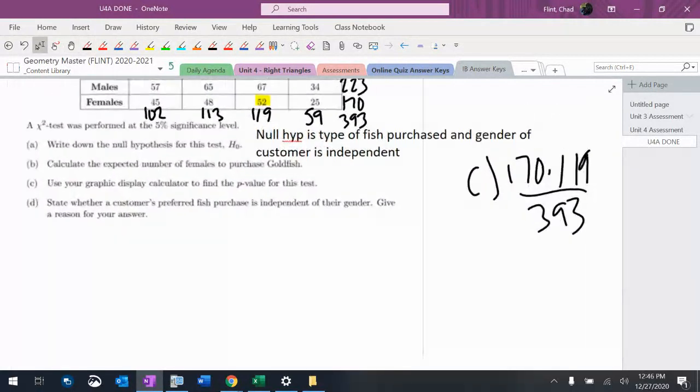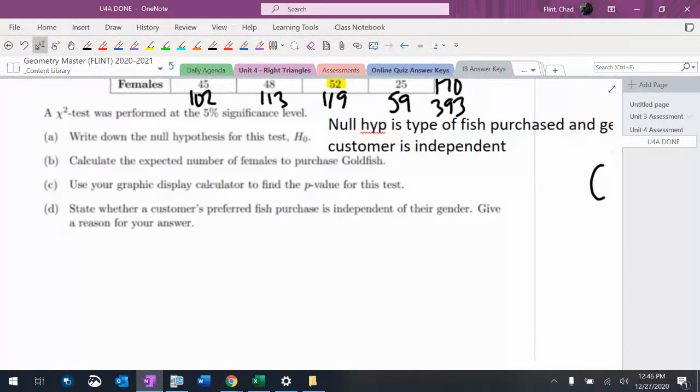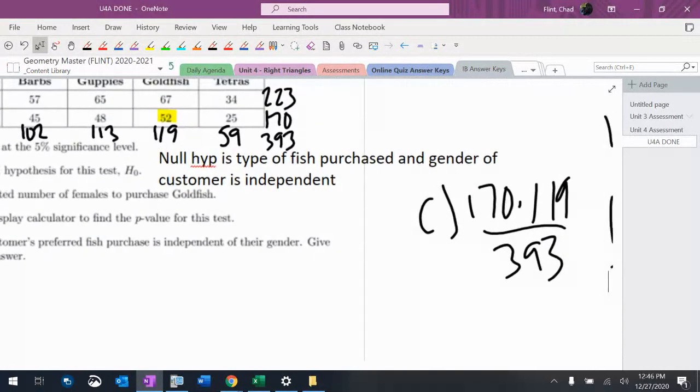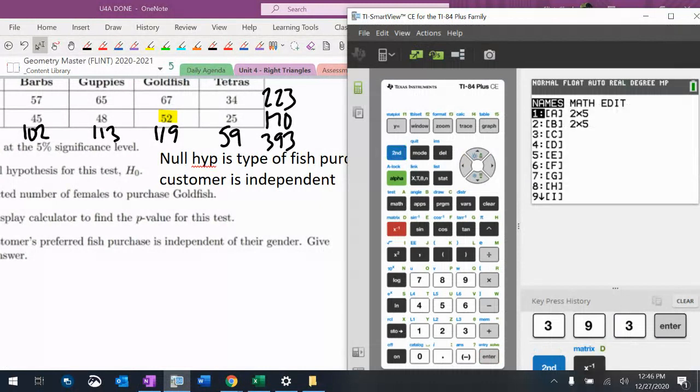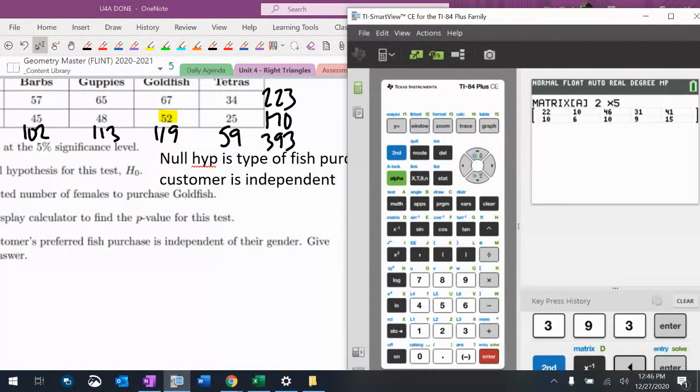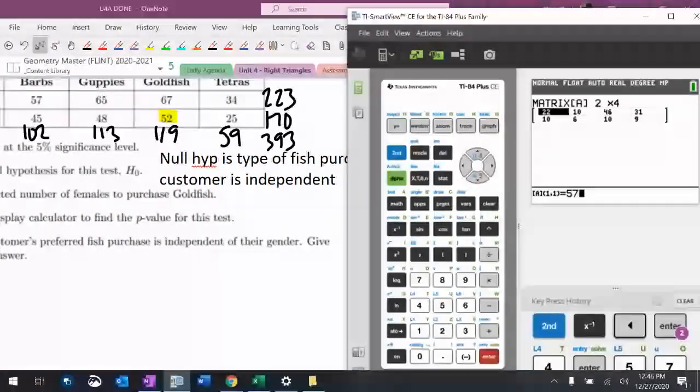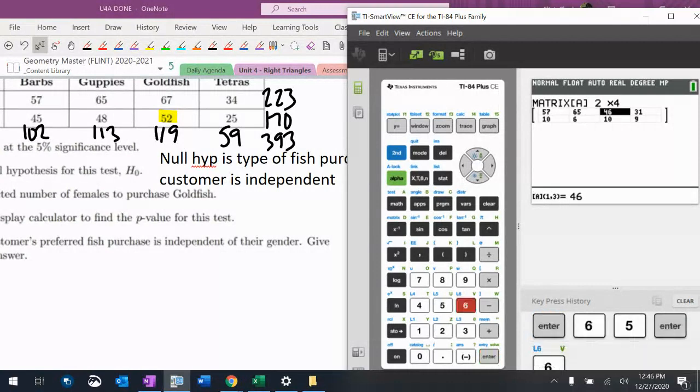So then it says we got to find our p-value. So we need to go to our calculator and put in our matrices. So let's get that set up. So second matrix, we're going to matrix A, edit. It's 2 by 4. So 57, 65, 67, 34, and then 45, 48, 52, 25. So there's the observed frequencies.